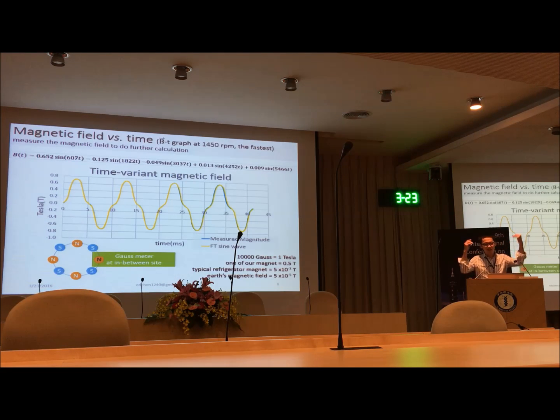If you don't have a concept of how big 0.7 Tesla is, I'll give you an idea. 1 Tesla equals 10,000 Gauss, and a single one of the magnets I just showed you can generate 0.5 Tesla. A typical refrigerator magnet is about this big, and Earth's magnetic field is about this big.